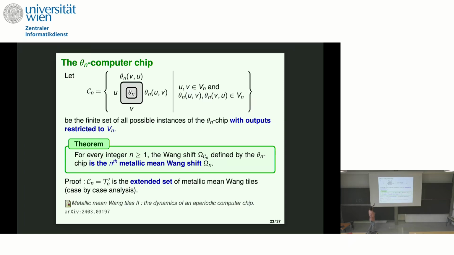So this is the same set as we have seen before. These are the metallic mean Wang tiles. And here's the proof. It's very nice. Tn is the extended set, again. So you need those extended sets for another reason, which is that these are the instances of the computer chip. And some of them you don't need. If you tile arbitrarily large, you get rid of them and so on.